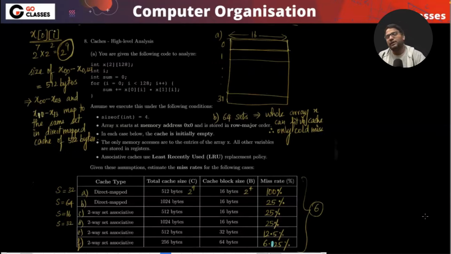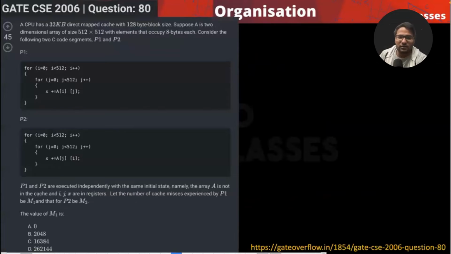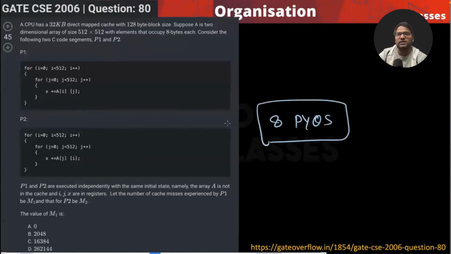By the way, let me tell you one small story. In GATE, there are I think 7 to 8 PYQs of this type, on cache and loop and this particular analysis. Can you guess in how many days I solved, at my time, these 8 PYQs? Just related to this. Any random guess?